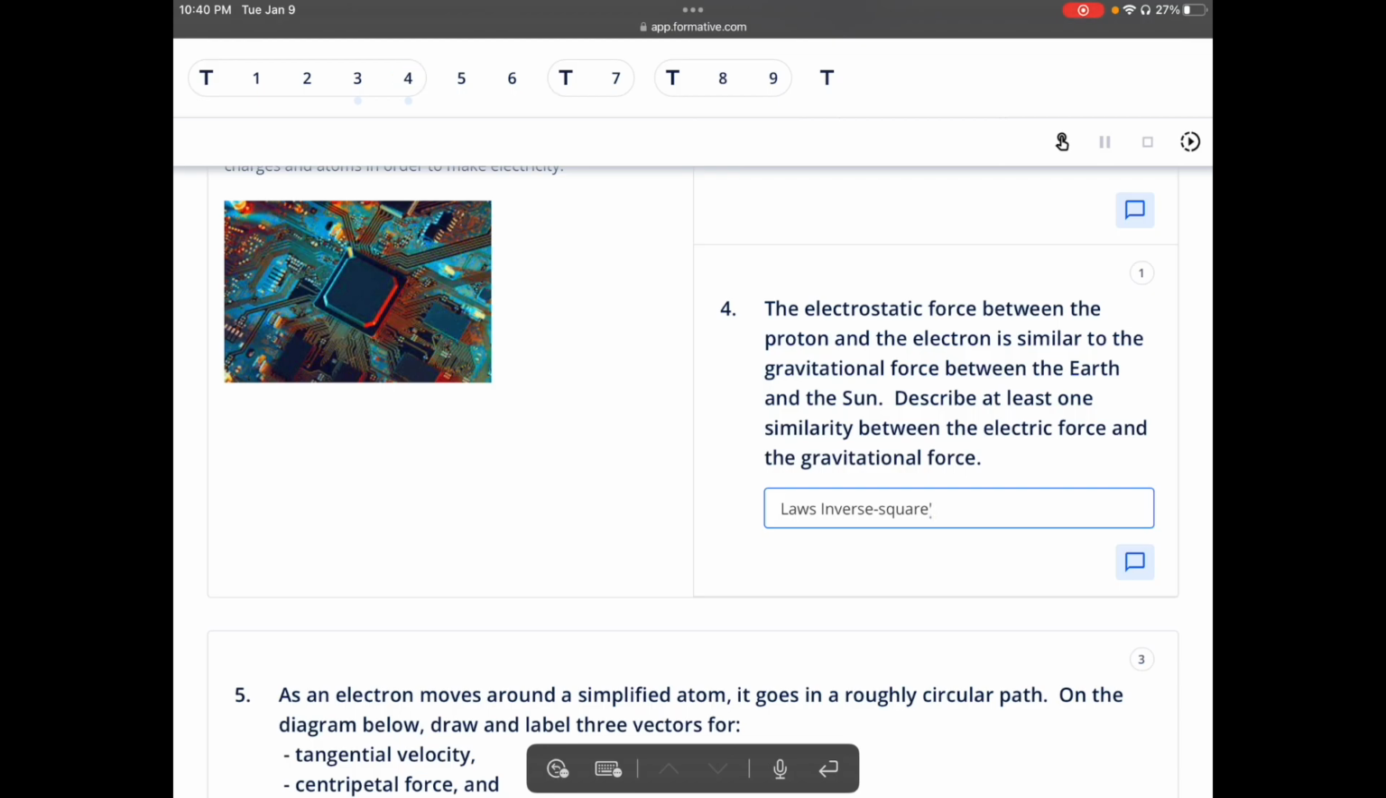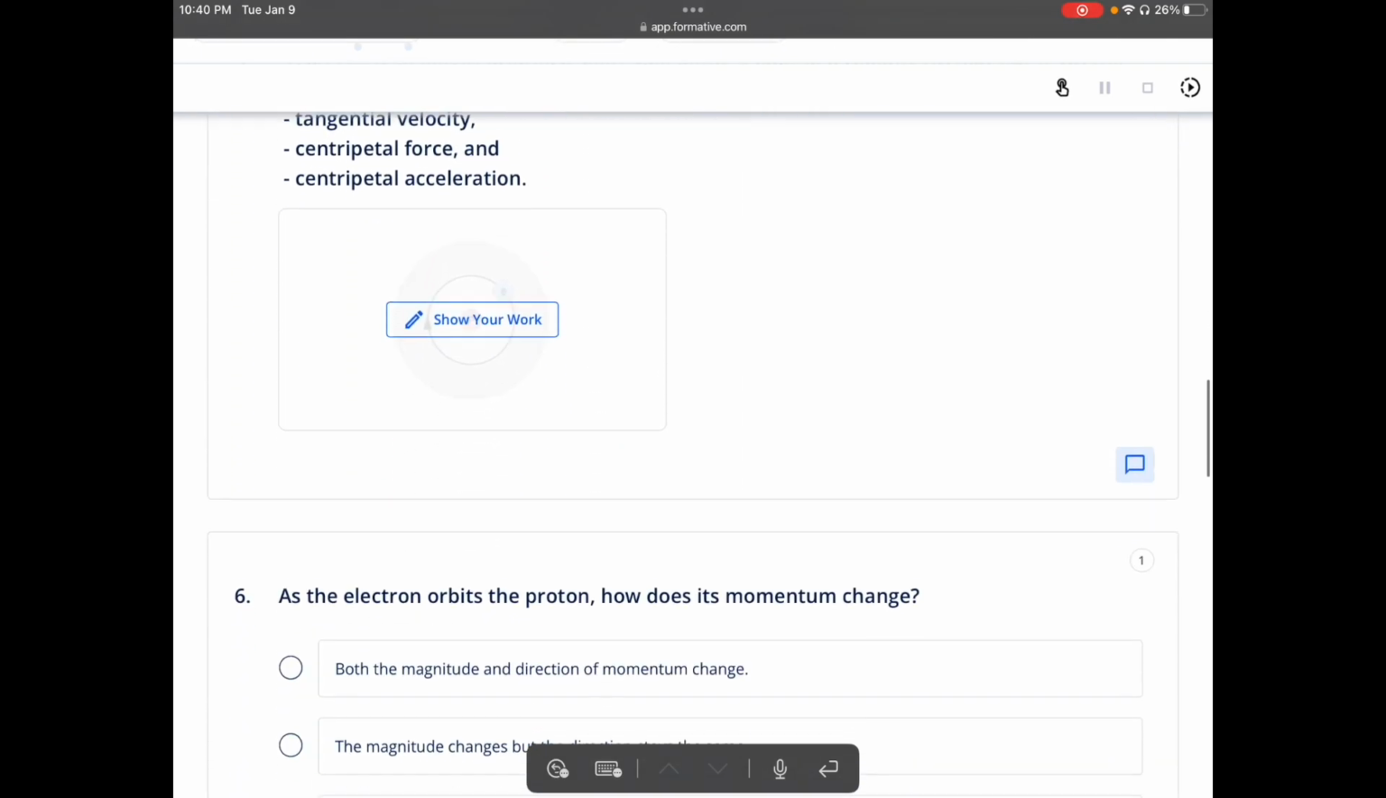They have in common that they're both field forces. They have in common that they apply action at a distance. They both depend on universal constants. They're also dissimilar to each other, too. Gravity just deals with mass, while electricity deals with charge. Electricity is stronger, gravity is weaker. Be able to write about that.